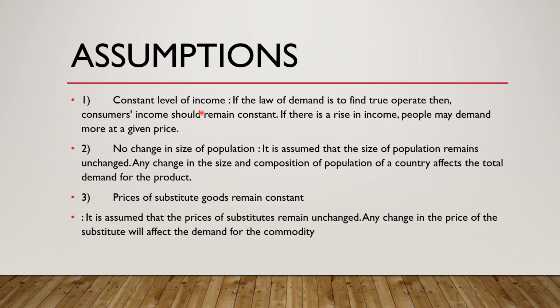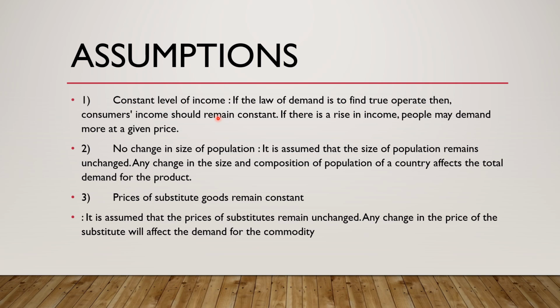So, constant level of income. Constant level of income means the income should not change. It should be stable. It should remain constant. If the law of demand is to operate truly, then consumer income should remain constant. The income of the people should remain constant. If I am earning 1 lakh, the income should be 1 lakh for 2 or 3 years. There should be no decrease or no increase.